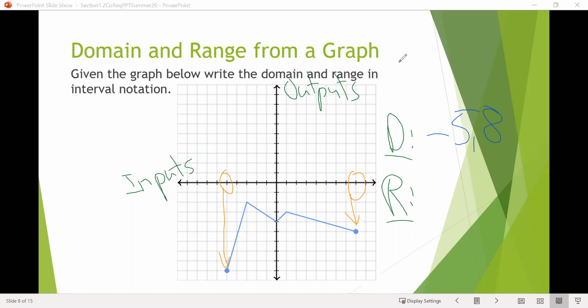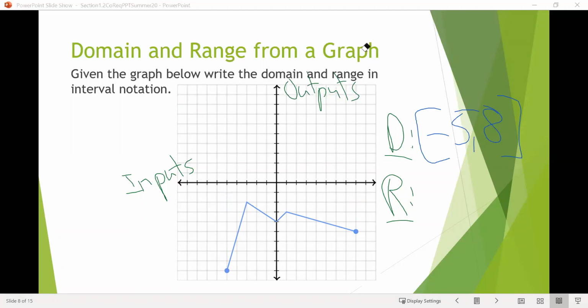And then we have to think about, are there parentheses or brackets on these? It looks like, first of all, at both points we have closed dots, so it would be brackets, meaning they're both included. Okay, so that's for the domain. Again, looking at the inputs, the things along the horizontal axis that are covered by this graph.